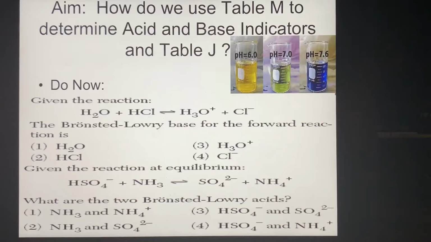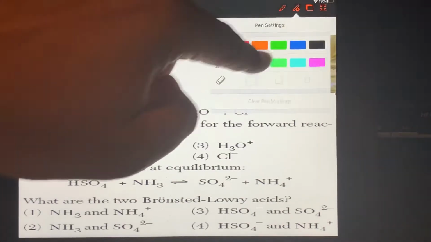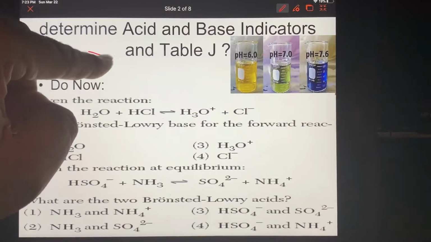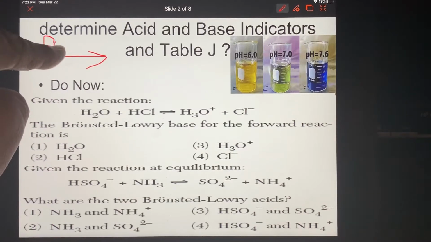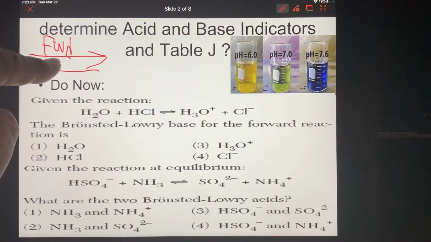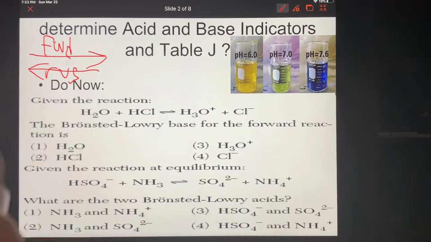Okay, we're back. So let's look at the first question over here. The Bronsted-Lowry base for the forward reaction is, again, we learned the forward reaction is going to the right. That's your forward. Reverse reaction is going to the left. Now this is a double arrow here.